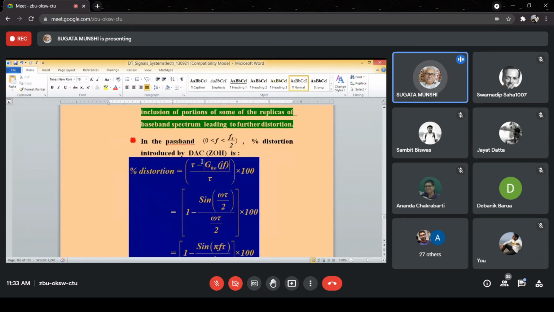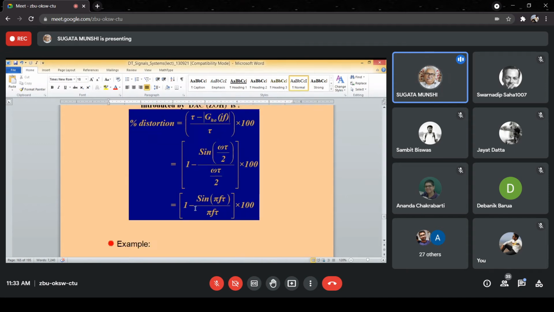Tau minus magnitude of GHO jf over f equal to 0 to fs by 2, divided by tau, expressed as a percentage of tau. I have simply introduced the expression for magnitude of GHO jf. It comes out as 1 minus sine pi f tau divided by pi f tau, into 100.